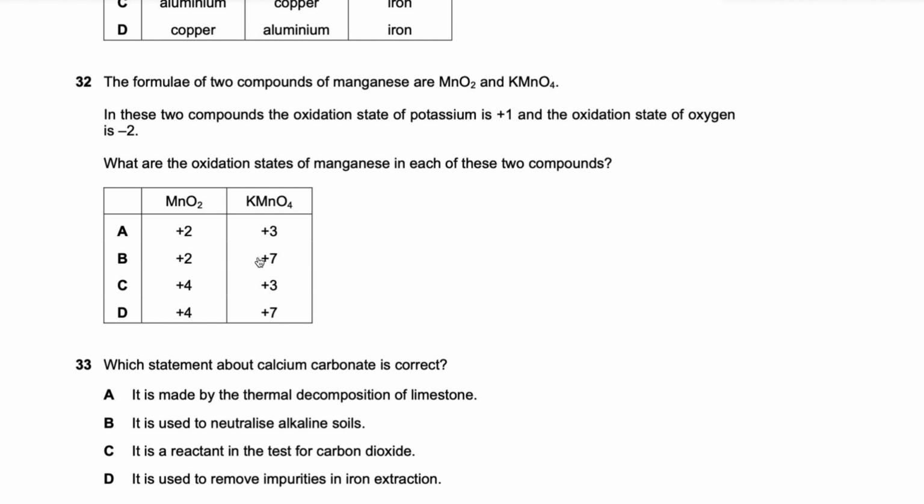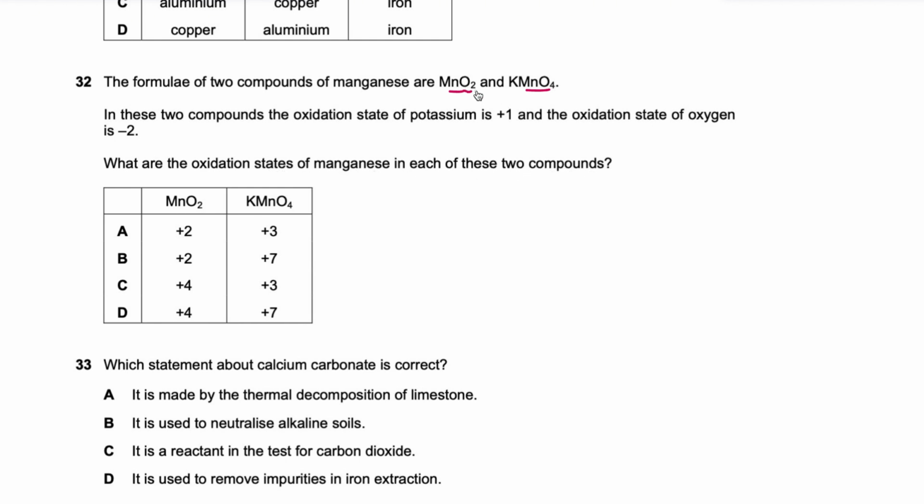Question 32. Now the formula of two compounds of manganese are manganese 4 oxide and manganese 7 oxide. 4 and 7. This is manganese 4 oxide and this is manganese 7 oxide. Potassium manganese 7 oxide, okay? Now in these two compounds, the oxidation state of potassium is +1, and the oxidation state of oxygen is -2.